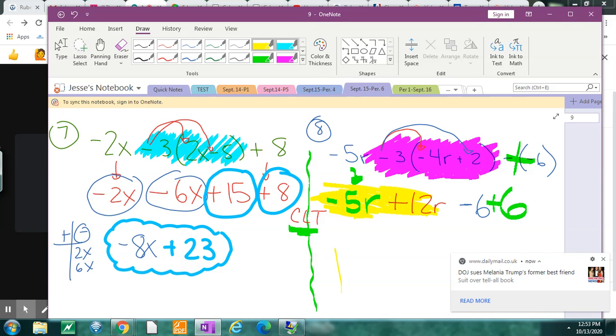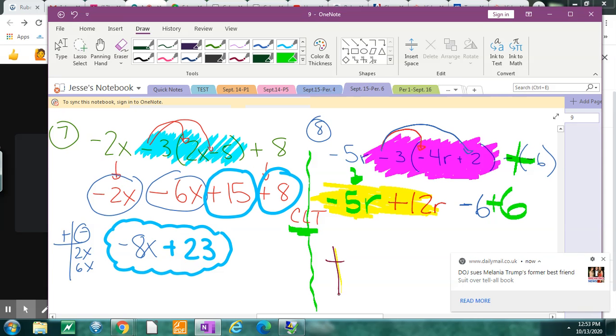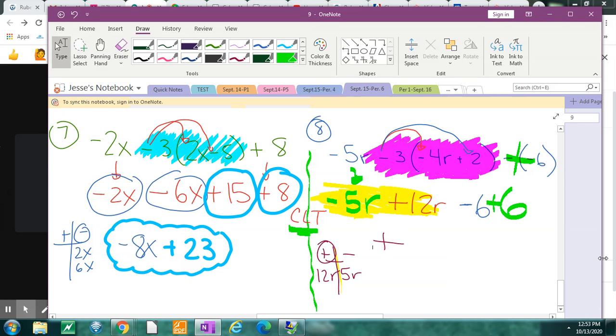Oops, sorry. 5r, right there, sorry. The negative 5r with the positive 12r, my answer is positive, but by how many? So you subtract, so that's 7r, okay? And then Matthew Armas, what about negative 6 plus 6? What's that? It would pretty much be 0.